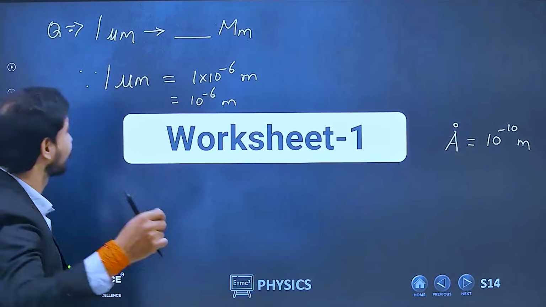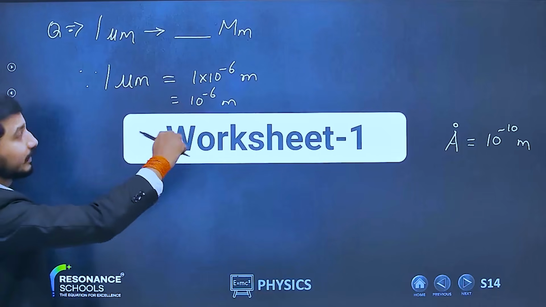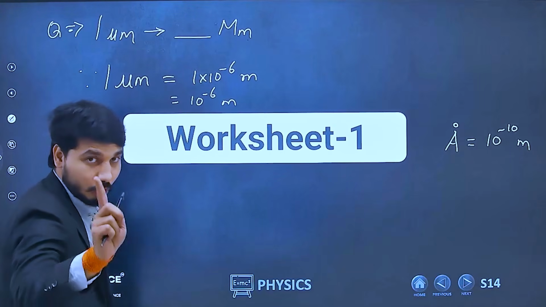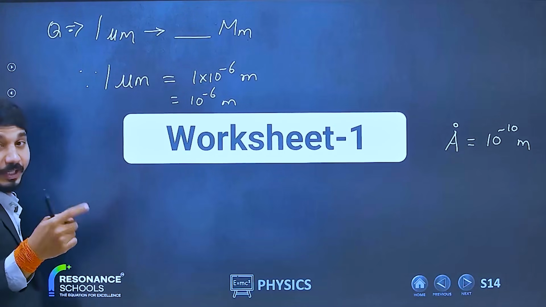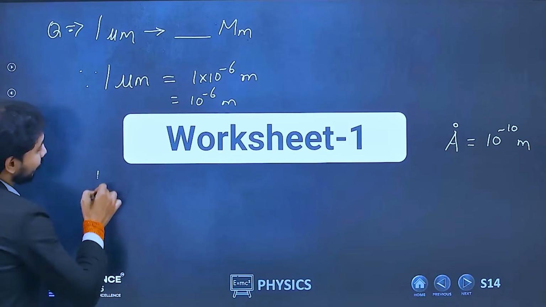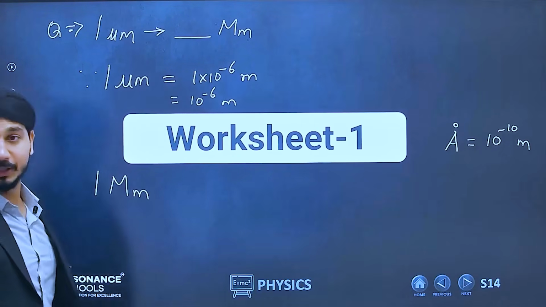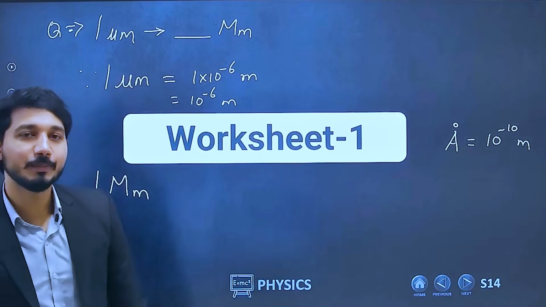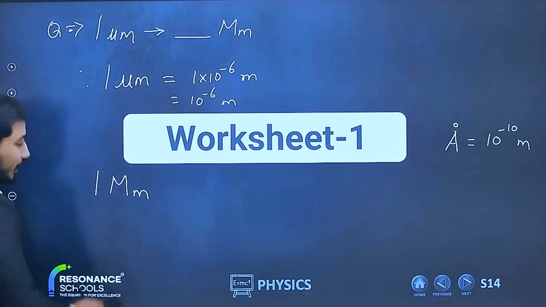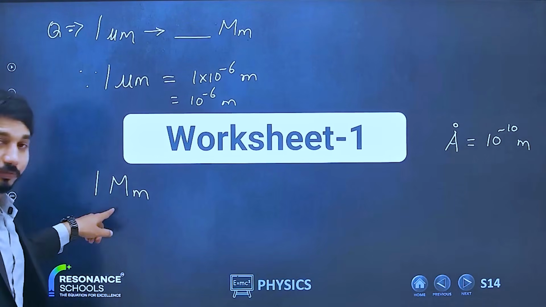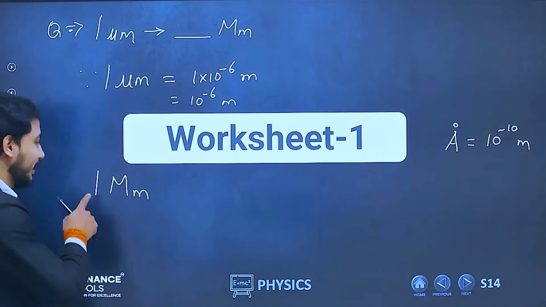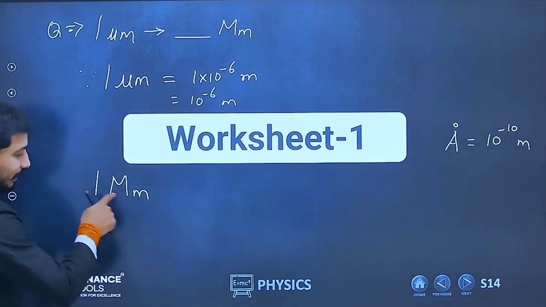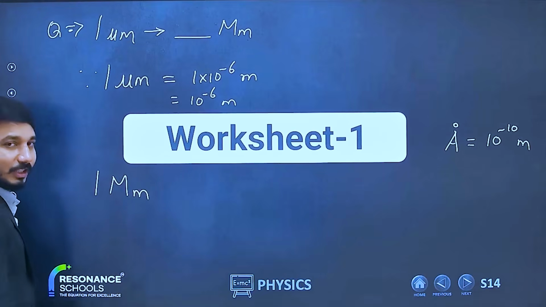Next. 1 micrometer we got 10 to the power minus 6. Now it is asking to convert in megameter. Capital M is mega, not millimeter. Convert in megameter, right? So 1 megameter. Purvi asks, sir, how to multiply? Listen here, Purvi. They all are in multiplication itself. Any number written like this means they already are in multiplication.